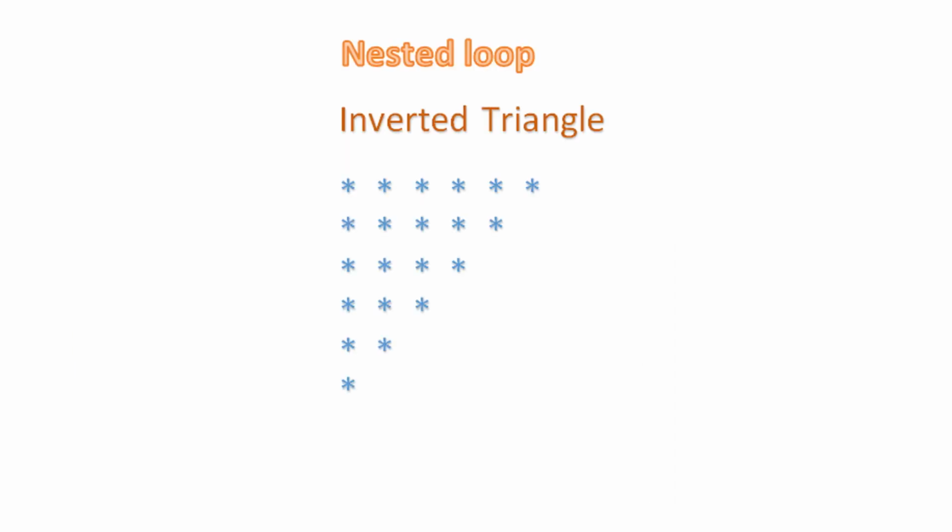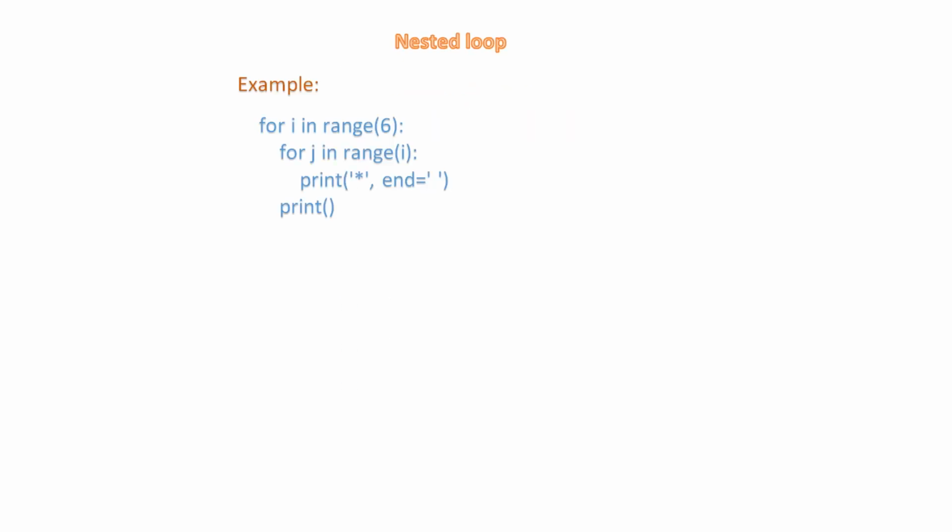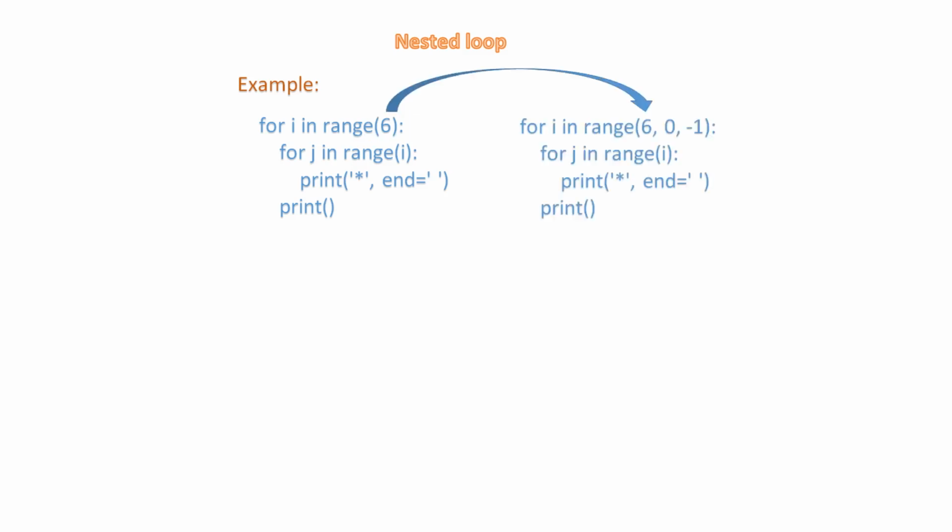Let's print an inverted triangle using nested loop. We can achieve it by doing a small change in our existing program. In our program, the outer for loop is having range of 6. We need to change the range of value in reverse order. For that, replace range of 6 to range of 6, 0, -1.